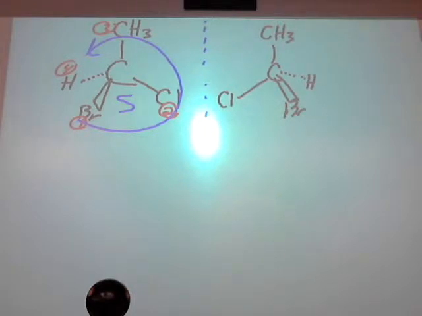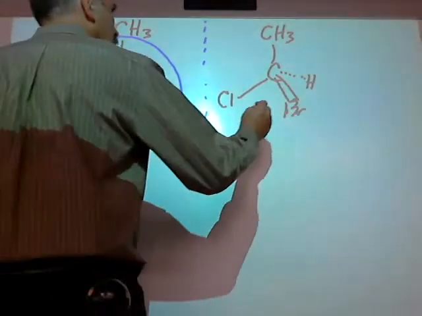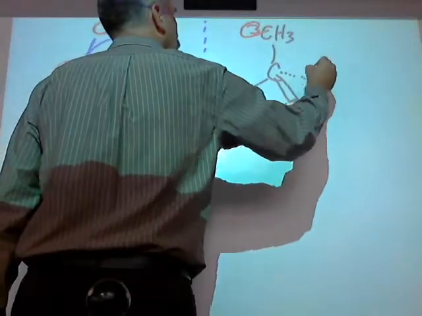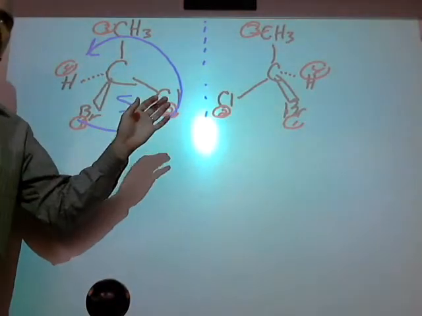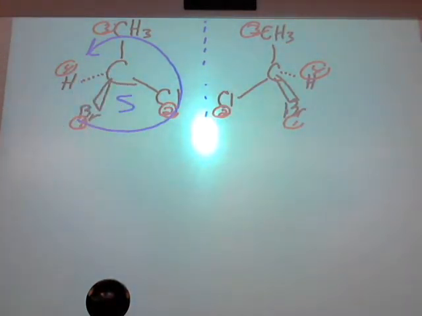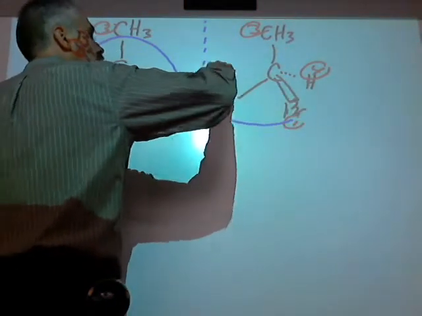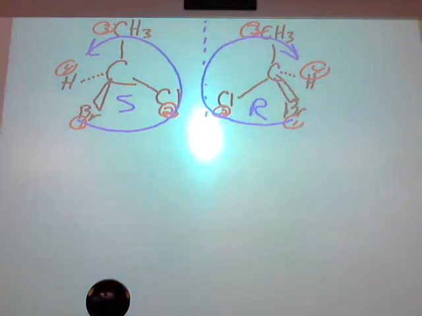Okay? Now, again, I'll assign priorities, although you already know they're going to be exactly the same as they were a minute ago. 1, 2, 3, 4, and he is drawn again perfectly for me. He's drawn with the lowest priority bond going into the paper, so all I have to do is connect the dots. What am I drawing this time? 1, 2, 3. Yeah, clockwise, so he is R. All right? Pretty simple stuff.